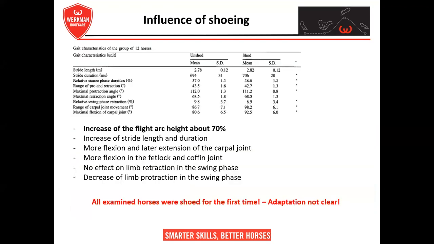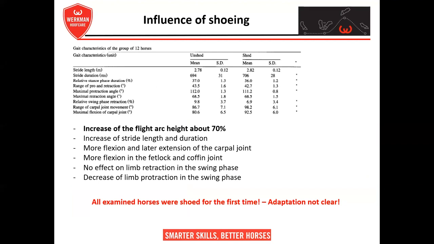And the study also concluded some key results. In their study, they examined horses shod for the first time. So it's not clear how horses react if they are shod regularly, but horses shod for the first time showed an increase of the flight arc height of about 70% after shoeing. They also increased the stride length and duration.